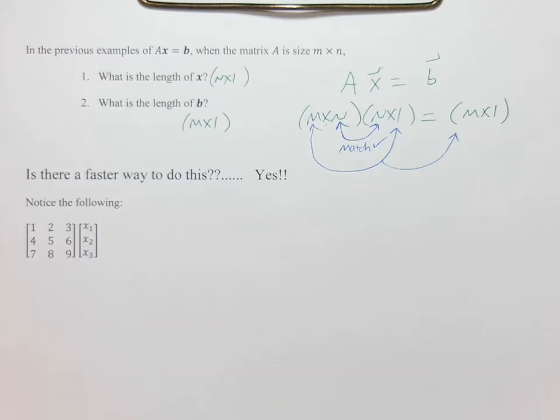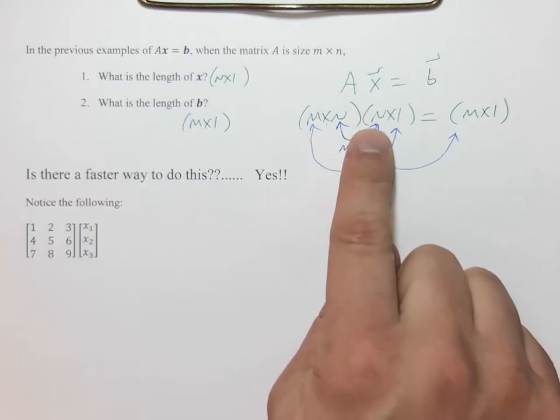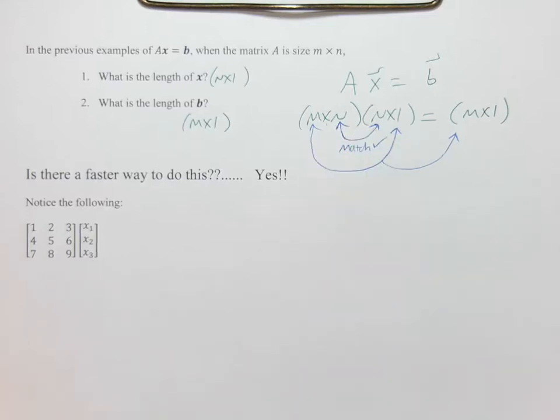Okay. So let's talk about doing this a little bit quicker. So first of all, you need to have the inner dimensions match, right? If they don't match, you can't do the multiplication. We've sort of said that a couple times, and I just want to be very clear about that.